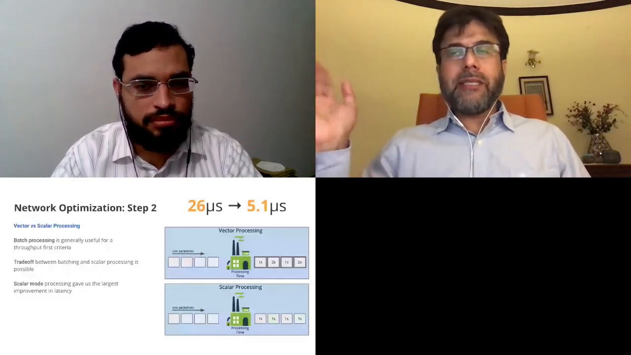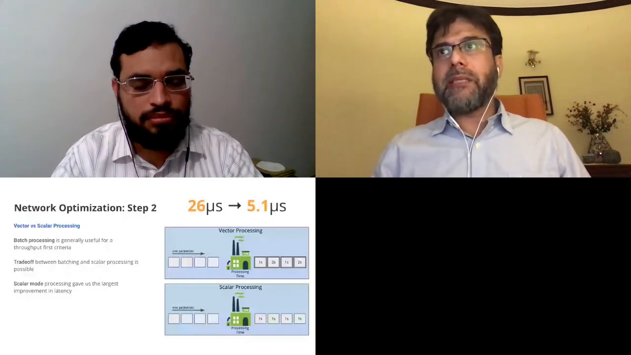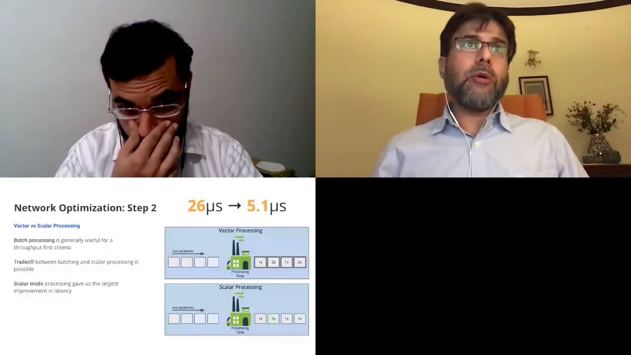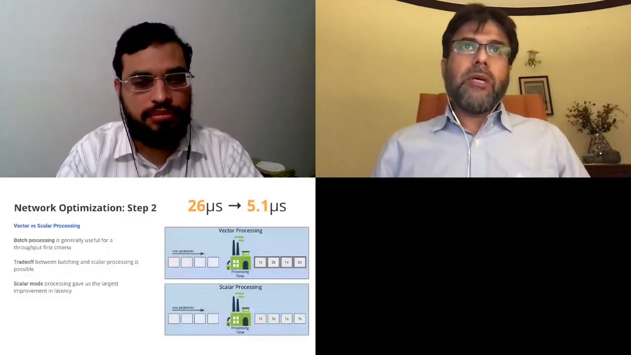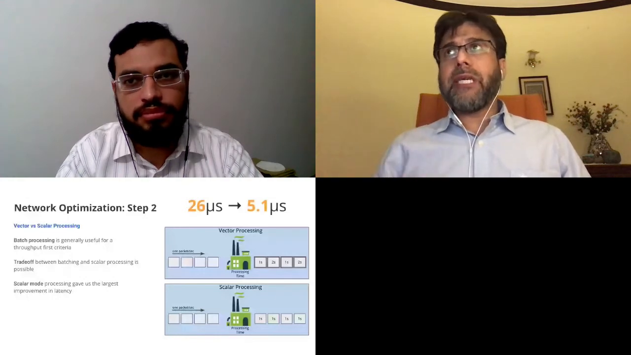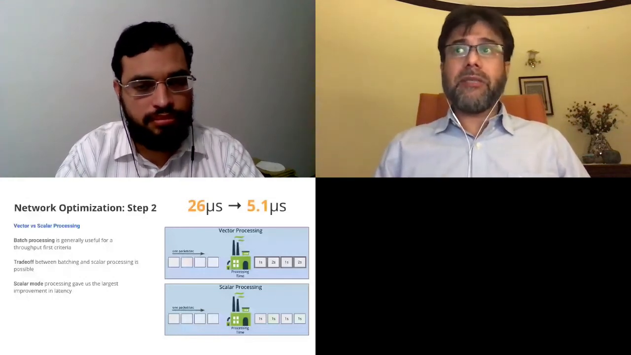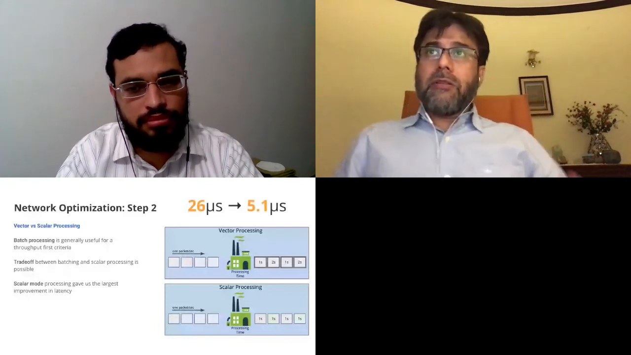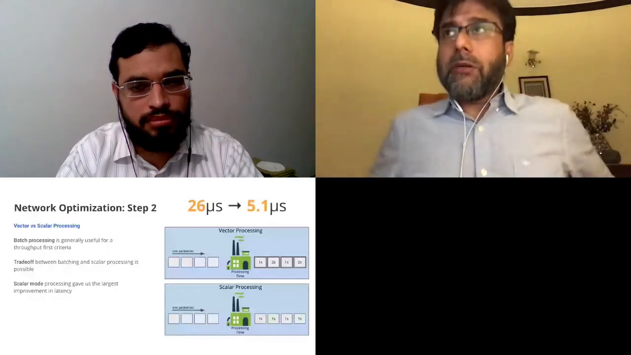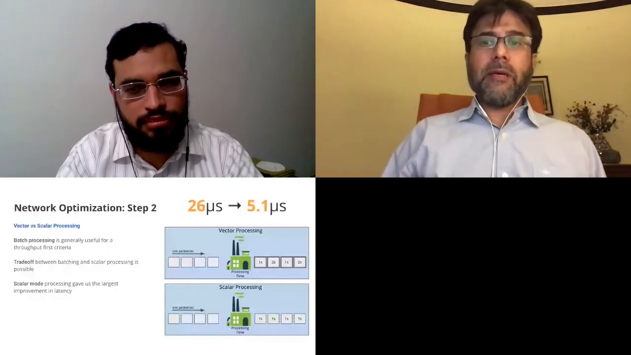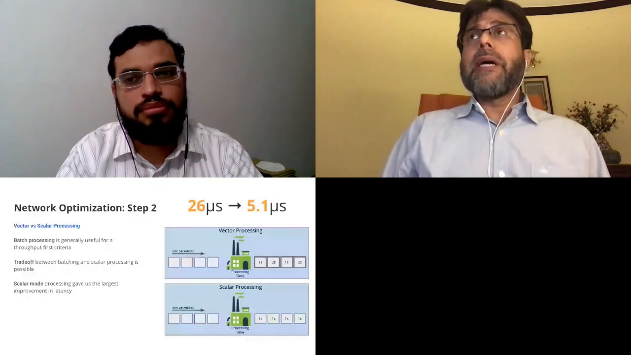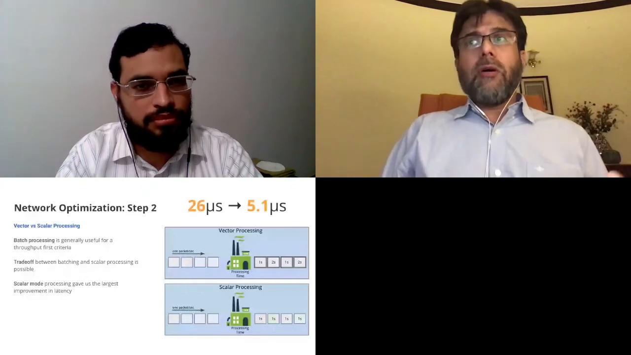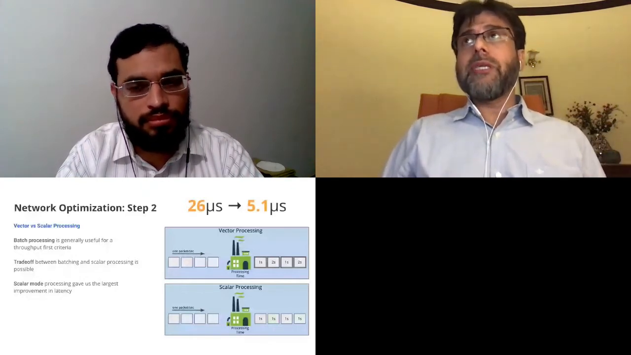Even though we had intrinsics turned on, tried to make the best use of vector processing, we weren't really getting down to the levels we needed. So once we used scalar mode, we got from 26 microseconds down to 5.1 microseconds. Now, this is a 5x improvement with just DPDK. Out of the box, DPDK was 26 microseconds. We got to 5.1 microseconds doing those kinds of trade-offs. This is the point at which we are getting within striking distance of commercially available low latency solutions, but you still have a ways to go.